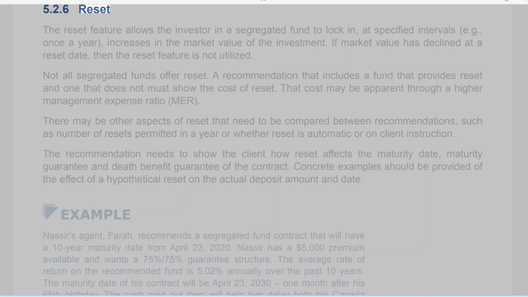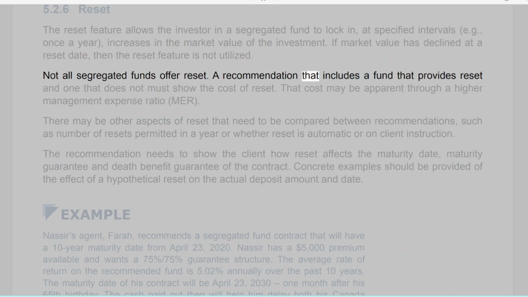5.2.6 Reset. The reset feature allows the investor in a segregated fund to lock in, at specified intervals, for example, once a year, increases in the market value of the investment. If market value has declined at a reset date, then the reset feature is not utilized. Not all segregated funds offer reset.